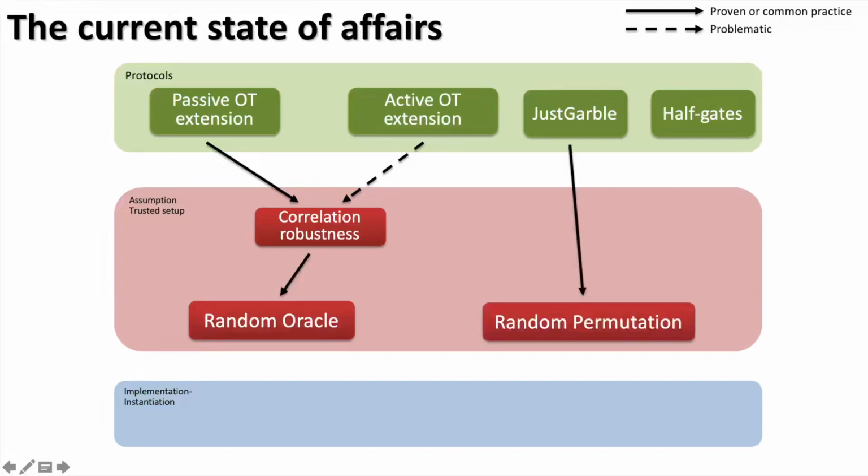On the other hand, on the garbling scheme, in the JustGarble paper, they proved the security of the garbling scheme assuming a random permutation. The half-gate scheme proposed an intermediate correlation robustness that can be treated as a relaxed circular correlation robustness. However, although their scheme is secure under this abstraction, their abstraction cannot be proven secure in the random permutation model.